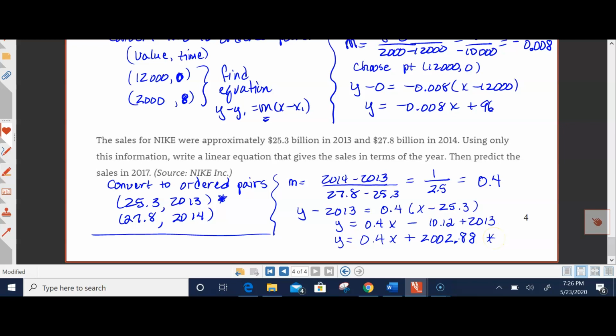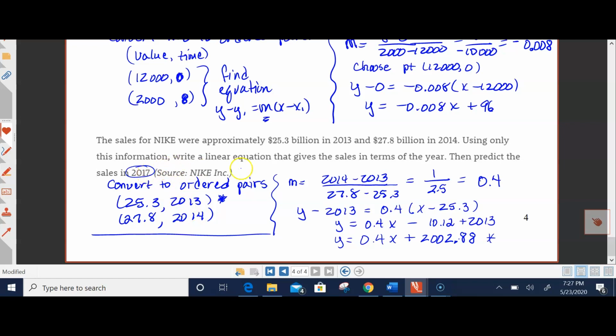Now we're not done with this problem because we want to use this model, this equation we came up with, to predict the sales in 2017. So I've got to figure out where to put that 2017 in my equation to find the other value, the actual sales. So take a look at our ordered pairs. The date went into the y position.